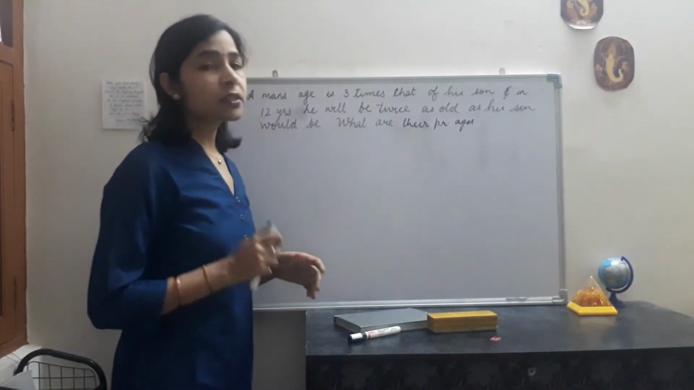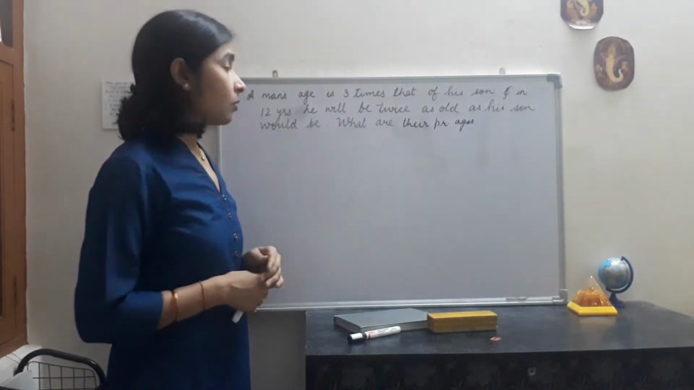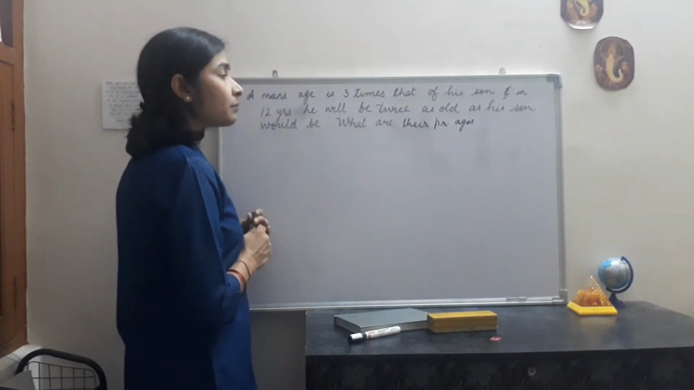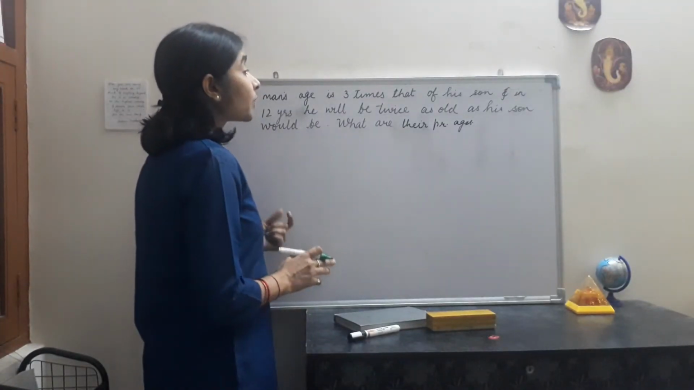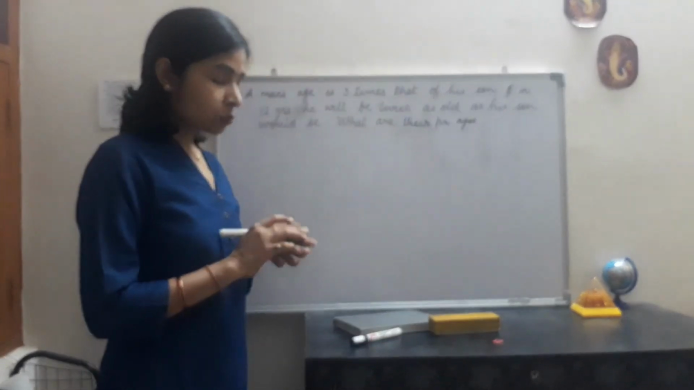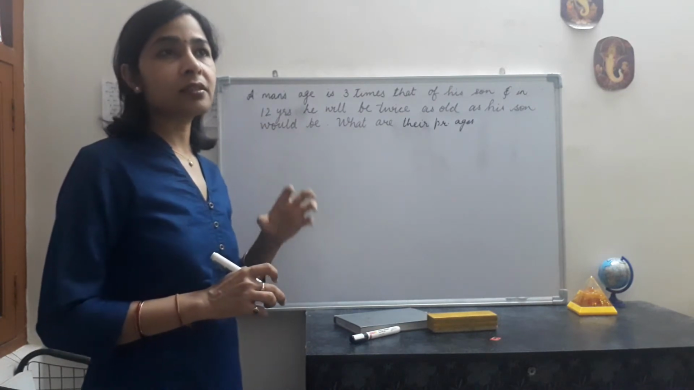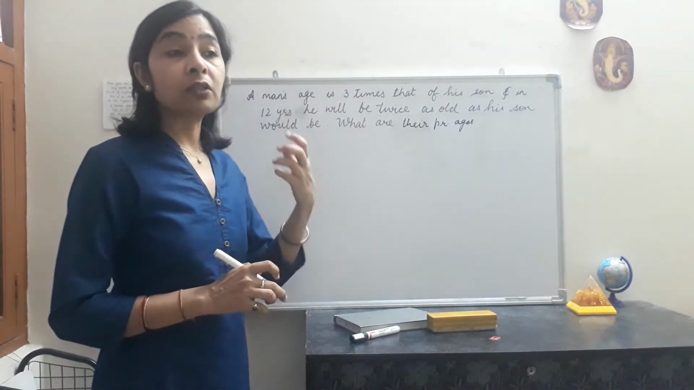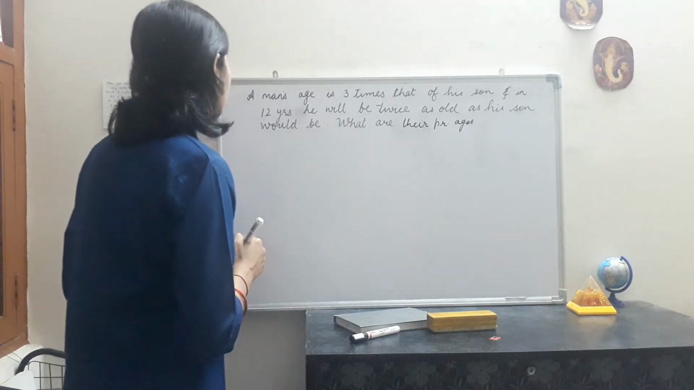Now in ages always keep it in mind that age can never be zero or negative. Okay, so if somewhere your answer is coming in negative, that means something is wrong. And second thing, when there are two persons whose ages are compared, always take the person with the lesser age as x. Then it avoids the problem being complicated. That means your equation does not go into fractions. Okay, so yes, starting with the problem.